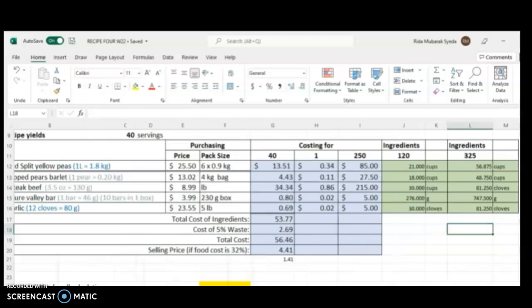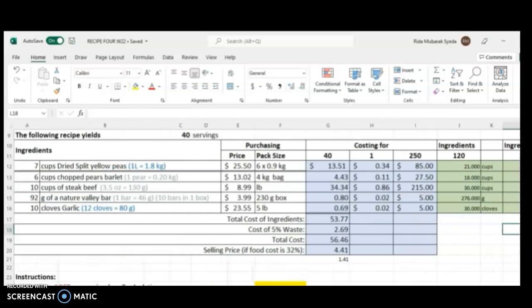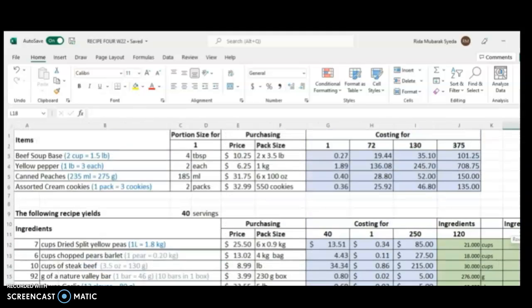We have calculated the recipe costing for all these ingredients and items.